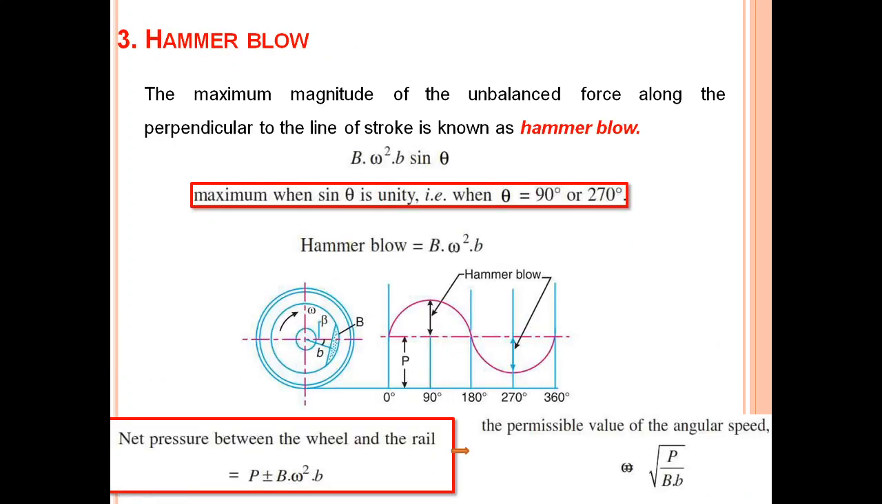Third force is the hammer blow. The maximum value of the unbalanced force along the perpendicular to the line of stroke is called the hammer blow. The formula to find hammer blow is B omega square b sin theta, maximum when sin theta is 1, that is theta equal to 90 degrees or 270 degrees. When theta is 90 or 270 degrees, the hammer blow will be maximum. Net pressure on the wheel of the rail is P plus or minus capital B omega square b.